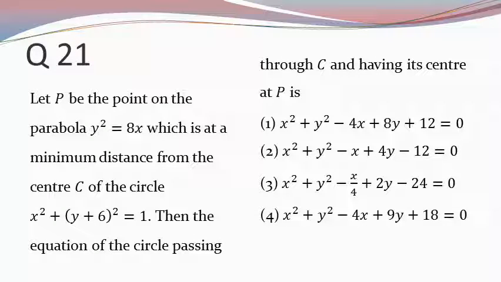Take a moment to read the question. So P is a point on this given parabola which is at a minimum distance from the center C of the given circle. So we have to find the equation of a circle which passes through C and has its center at P. How do we do this question?